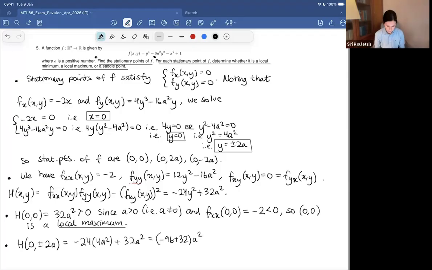Okay, well, here, this is definitely a negative number. A squared, as we said, is positive since a is positive. So this product here is definitely negative. And when the Hessian is negative at a stationary point, well, then the point is a saddle point.